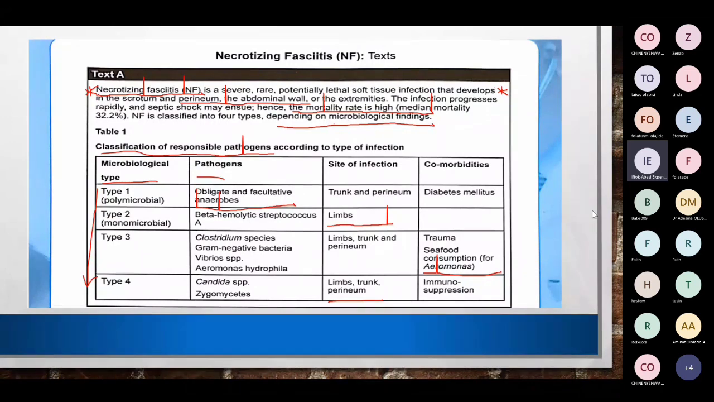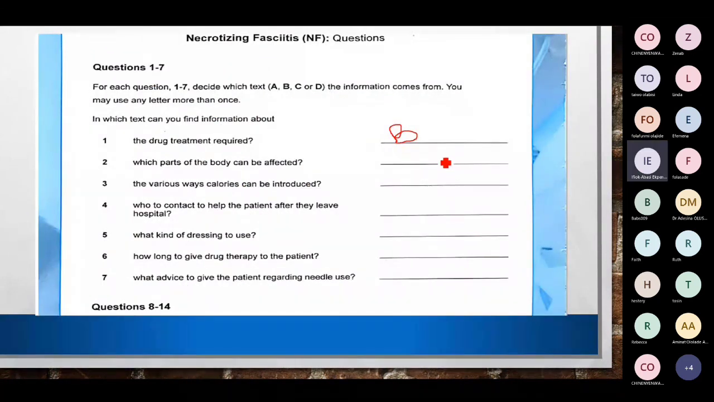Yes, if you take a look at this, you see site of infection. You can see on this table the body parts are listed here: trunk and perineum, limbs, trunk and perineum. So the answer is text A. So you come back here. Remember that on your test day, you'll be given two booklets. You won't be going back and forth like this. So by the time you look at your text A, provide the answer on your question and answer booklets on your right. You keep them side by side and just provide those answers. So the answer is A.